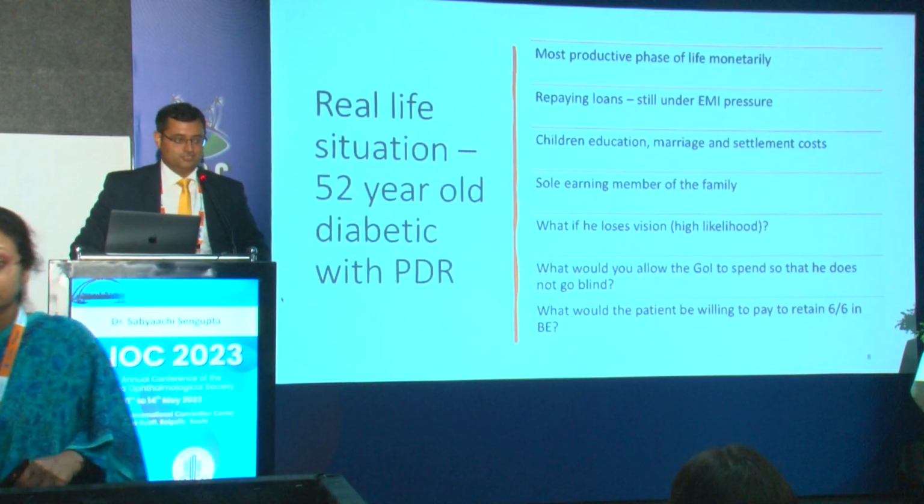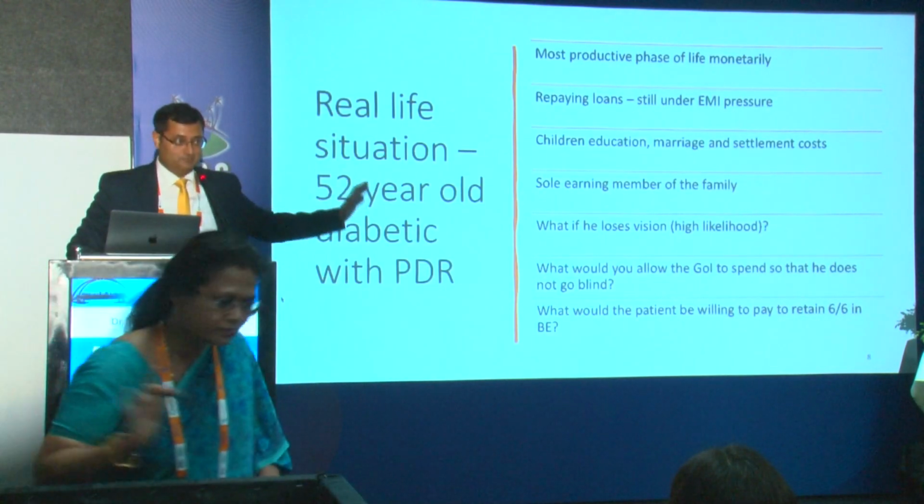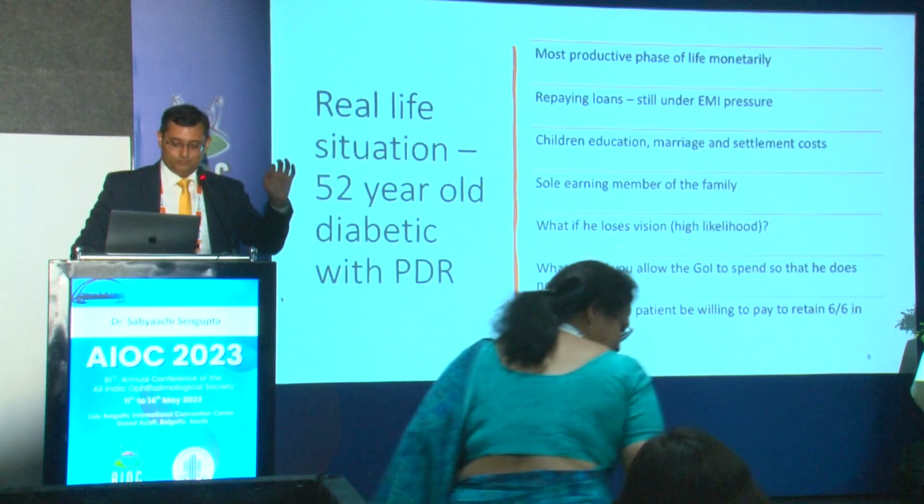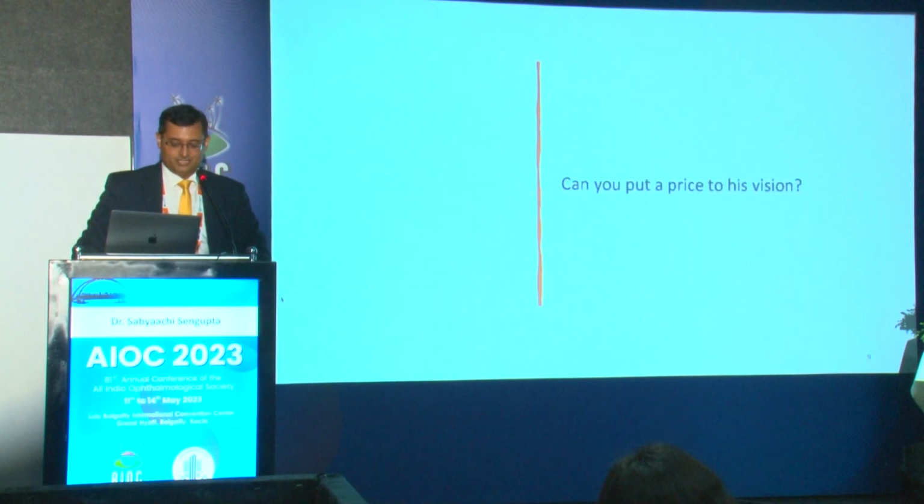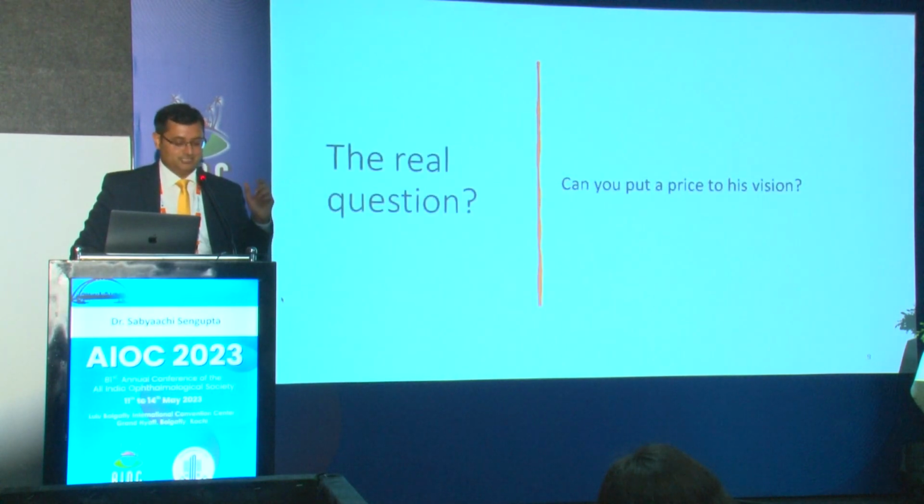Now, what if he loses vision? There is a high likelihood that he might, right? What would you allow the government of India to spend so that he does not go blind? And what would the patient be willing to pay to retain his 6x6 vision? Can you put a price on this is the real question. If you bring emotion into this, you can't really put a price on it. This is invaluable. A patient would be willing to spend whatever he has, if he knows about this.